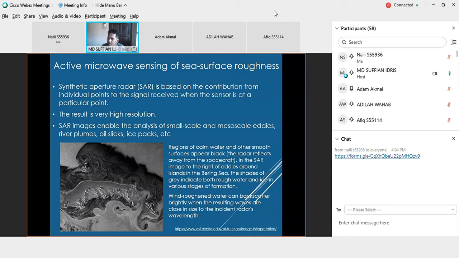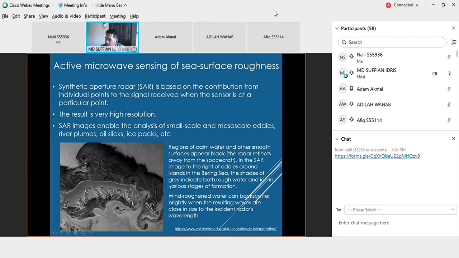Synthetic aperture radar is a very high resolution satellite sensor because it collects individual points of the signal. So that's why with SAR we can analyze small scale and mesoscale eddies, river plume, oil slick, ice pack and so on. Because its image gives very detailed information, we can use it to measure or analyze mesoscale processes.